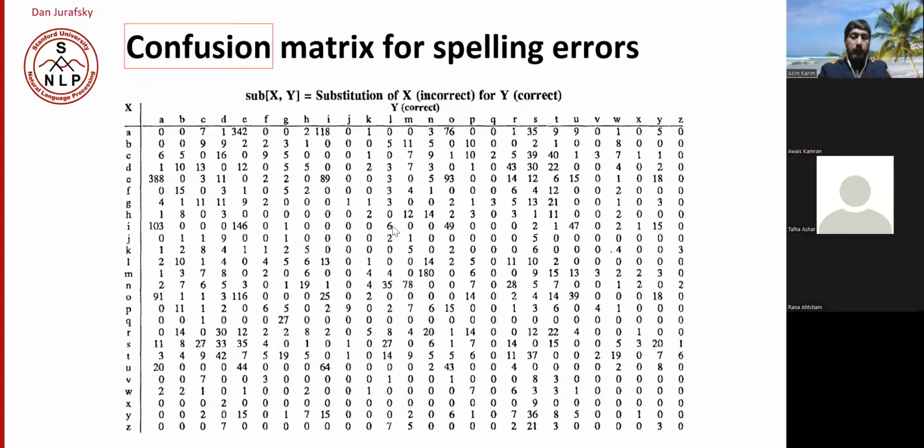So let's say you want to do spelling correction, and for spelling correction, you might want to give different weights. The matrix that you see on this slide is showing you the cost for substituting a character on the vertical axis, which is incorrect, with the character on the horizontal axis, which is correct. So this is actually the substitution cost.